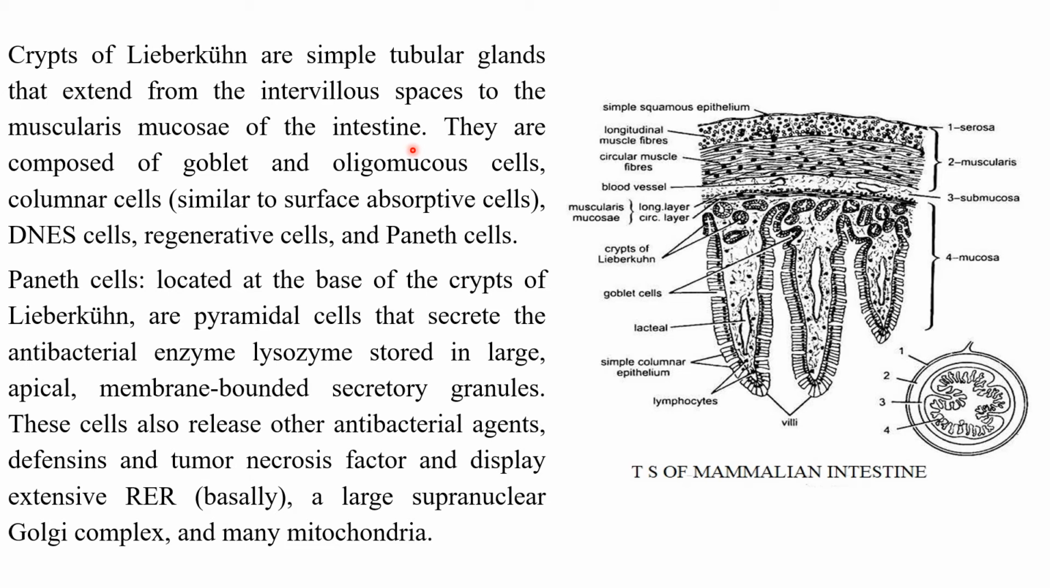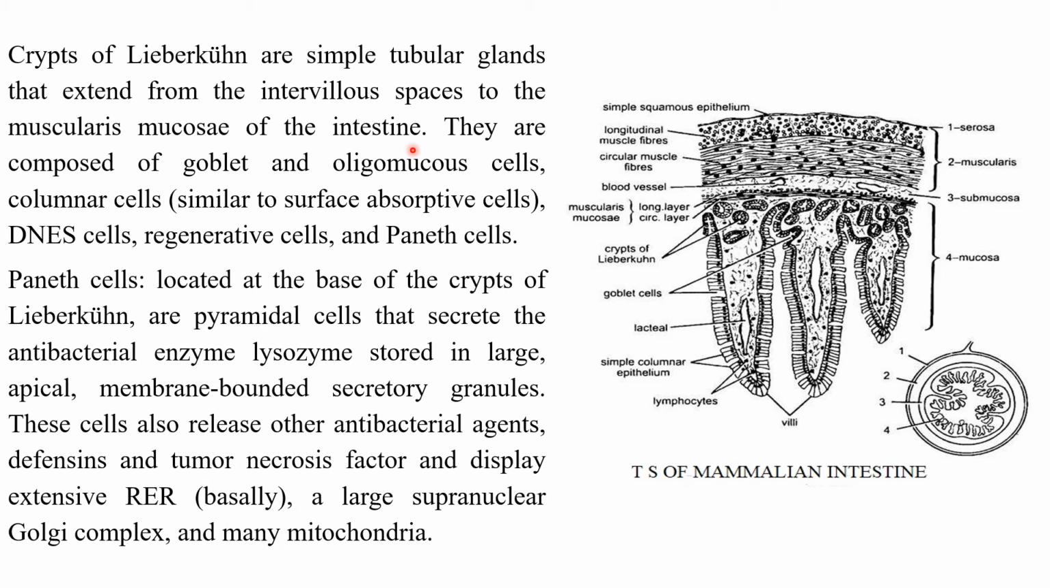What are these Paneth cells? Paneth cells are located at the base of crypts of Lieberkühn and are pyramidal cells that secrete the antibacterial enzyme called lysozyme, stored in large apical membrane-bounded secretory granules.